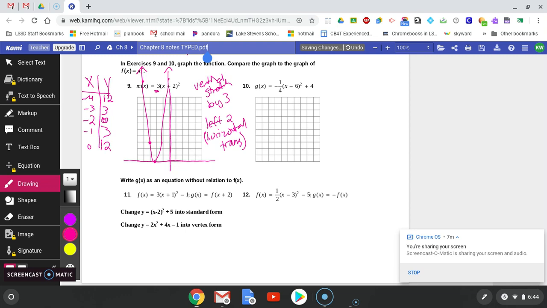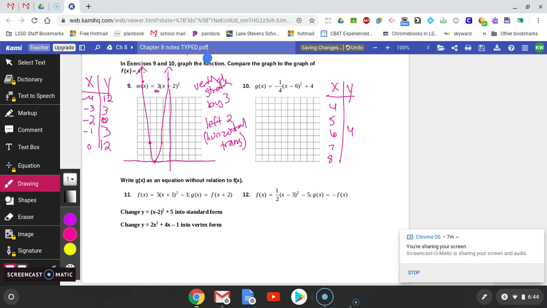Okay. So let's just get number 10 set up. We won't finish the whole thing, but at least checking and seeing what's going on with it. So I know my vertex. My vertex is going to be at a positive 6, 4. So then if I were setting up the rest of my table, I would be using these numbers.